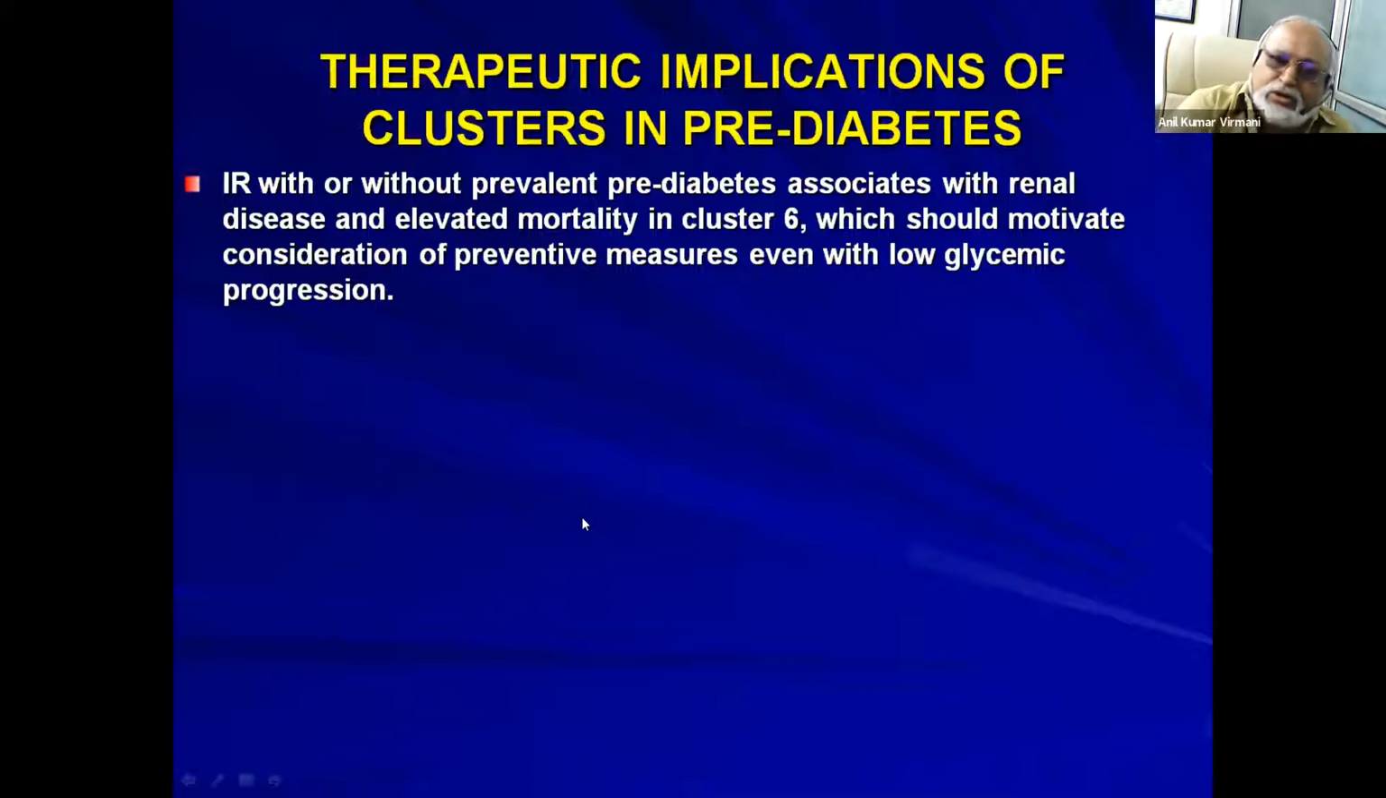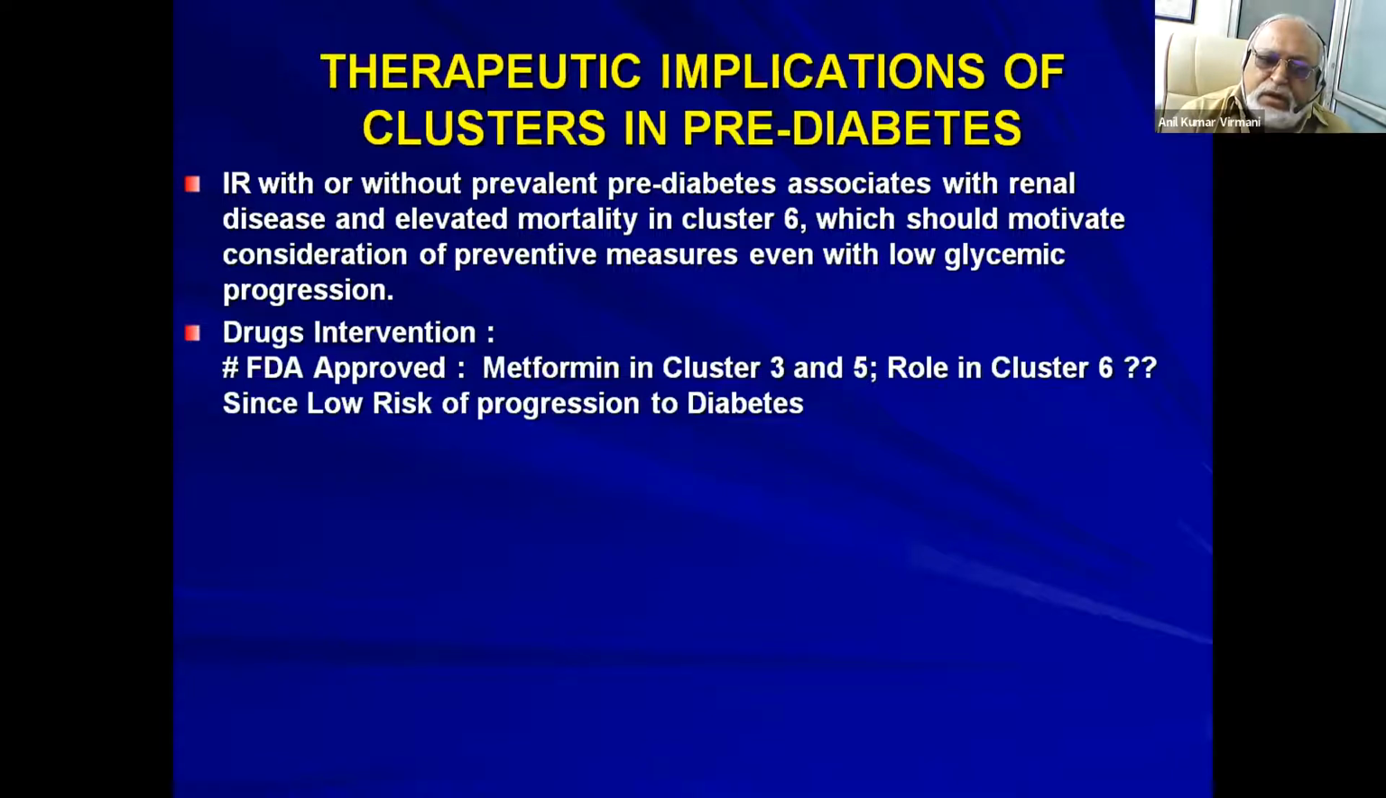Now coming back to the therapeutic implications of the clusters in prediabetes I talked about. As I said, there are patients who are associated with renal disease and elevated mortality in cluster 6. So it is very important that we take care of that, even when we know that the progression to diabetes is very, very low.